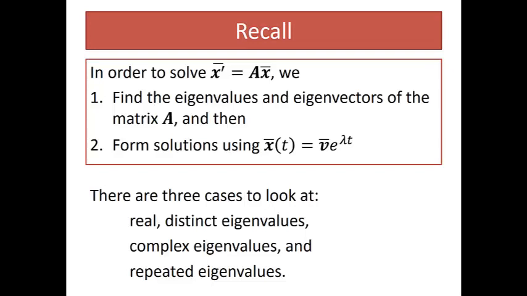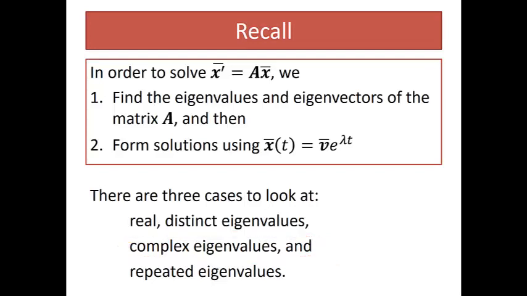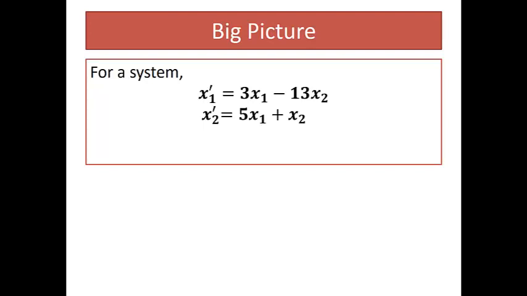The case where the matrix A has complex eigenvalues. That's the focus of this video. And then finally, the case when the matrix has repeated eigenvalues. We're not going to do that in this course because of time constraints, but I'm happy to discuss that with you if you are curious. All right, so here we go. Let's start with just a big picture overview.